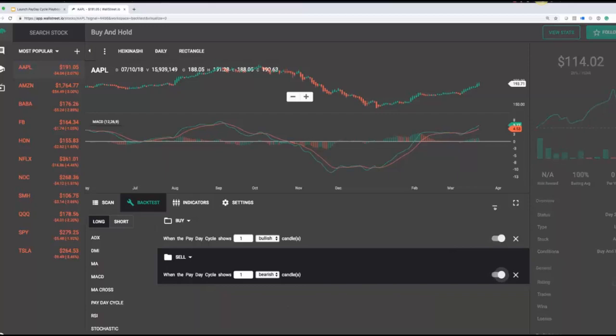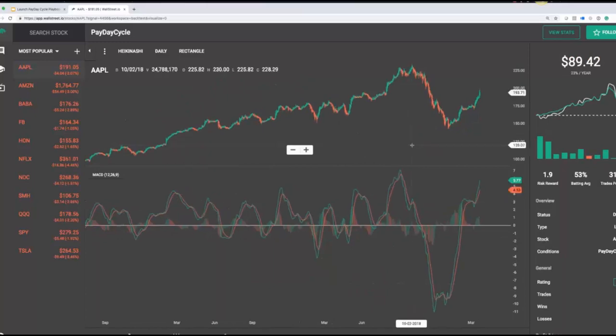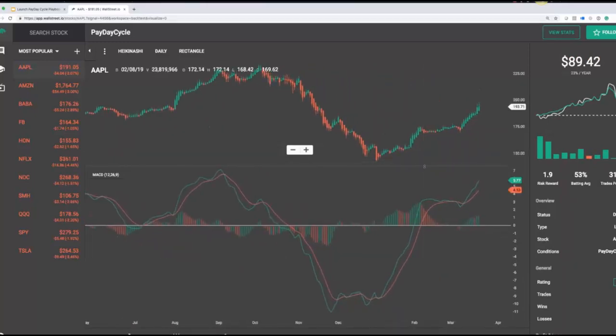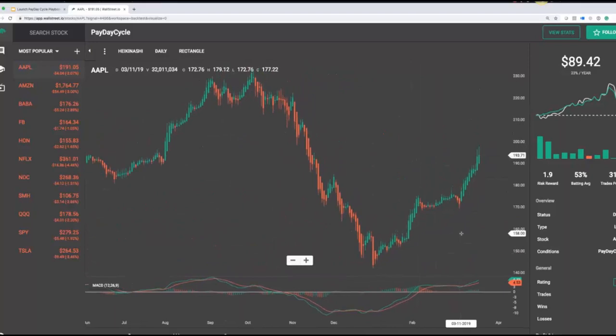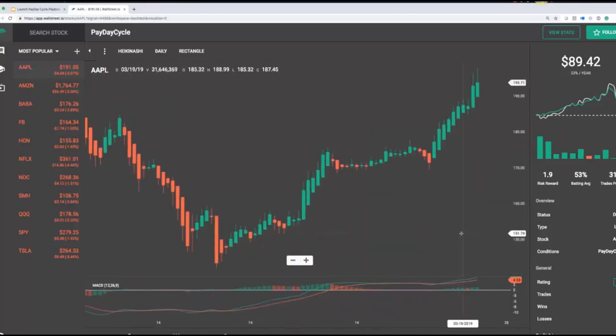Well, here's some cool things for you to consider. What do you need to know as an options trader? You need to know strike price, you need to know expiration, and you need to know long or short, right? Am I buying calls or am I buying puts? The first one should be easy. If you're in a bullish payday cycle, you'd buy calls. If you're in a bearish payday cycle and you want to short, you'd buy puts. So that part's easy.